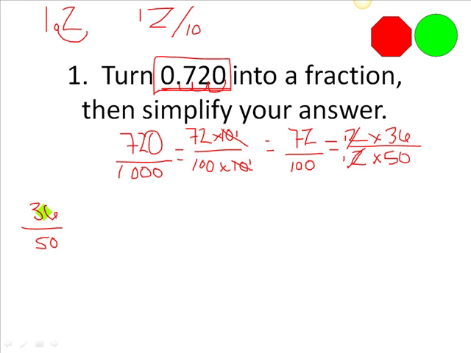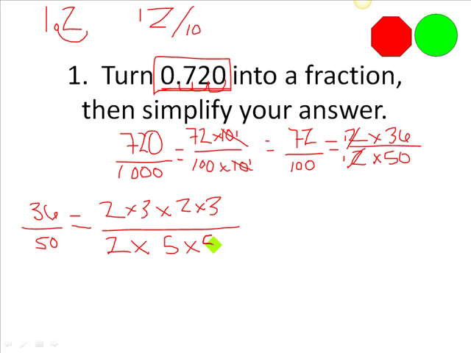And we're going to factor 36 as 6 times 6, and then factor 6 times 6 as 2 times 3 times 2 times 3, because this is 6 and this is 6. 6 times 6 is 36. That's completely factoring my numerator. My denominator, I can say, is 2 times 25, and 25 can be factored as 5 times 5. And that's as far as I can factor it.